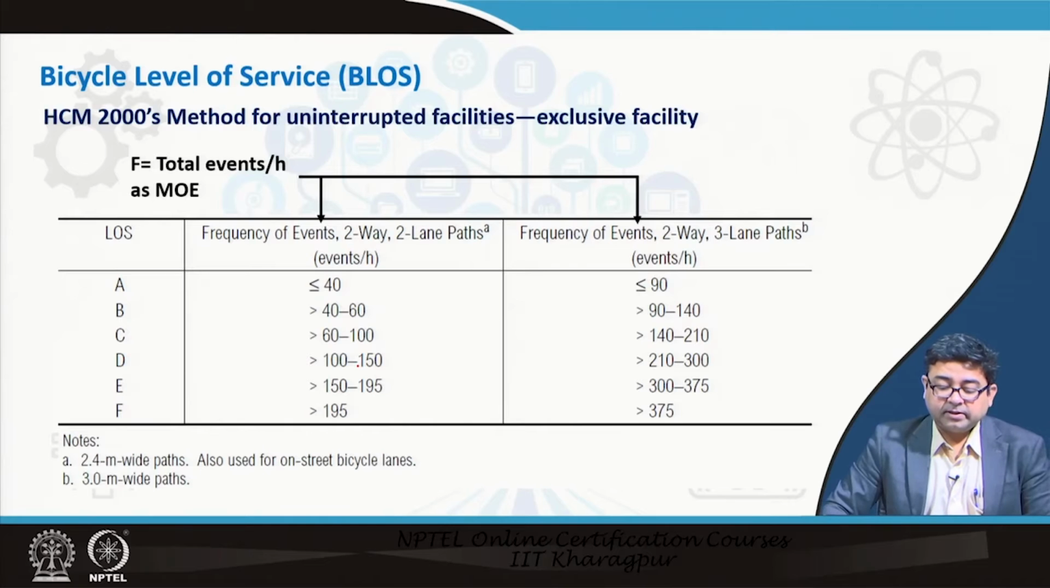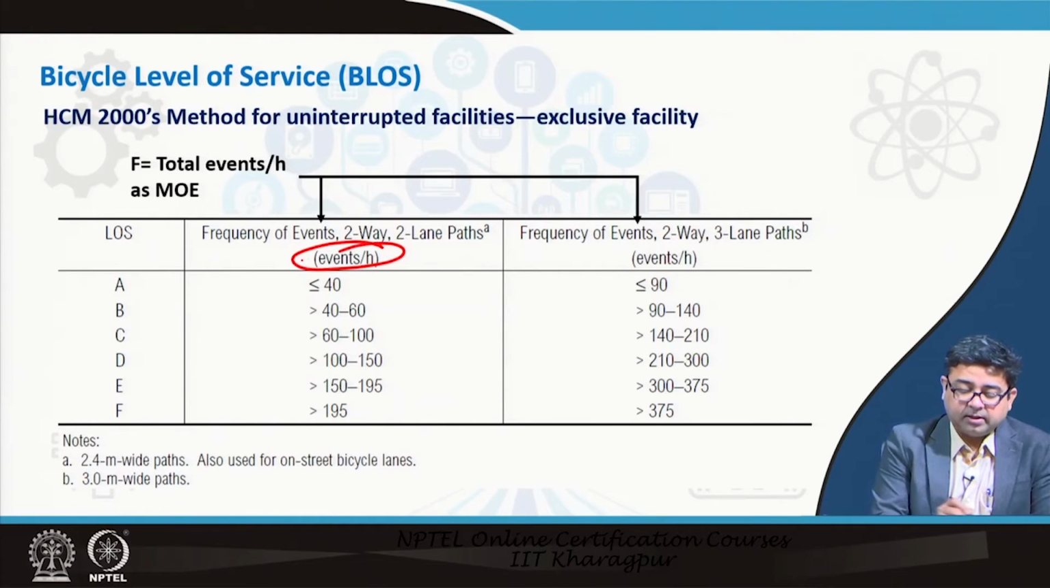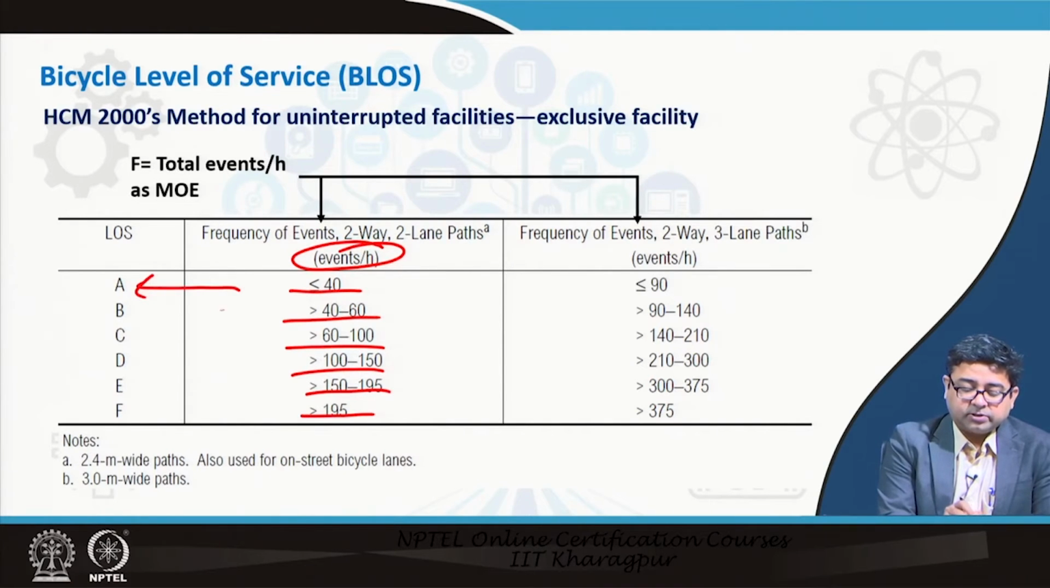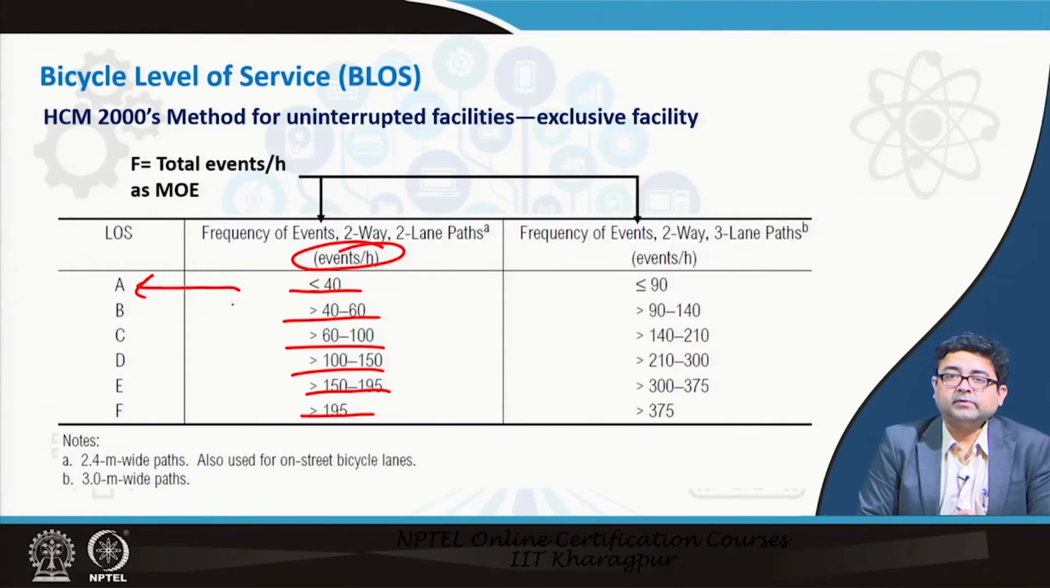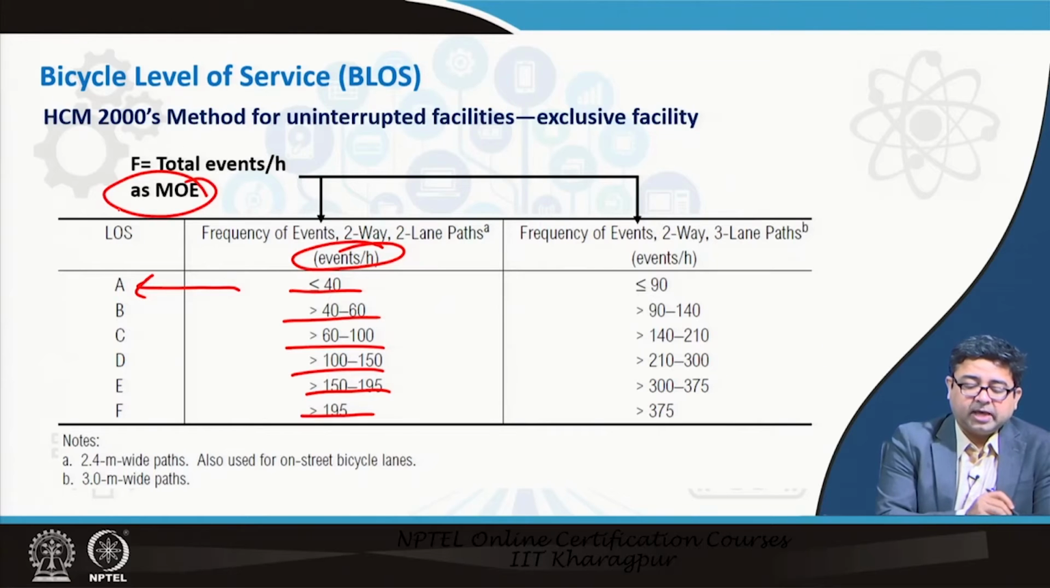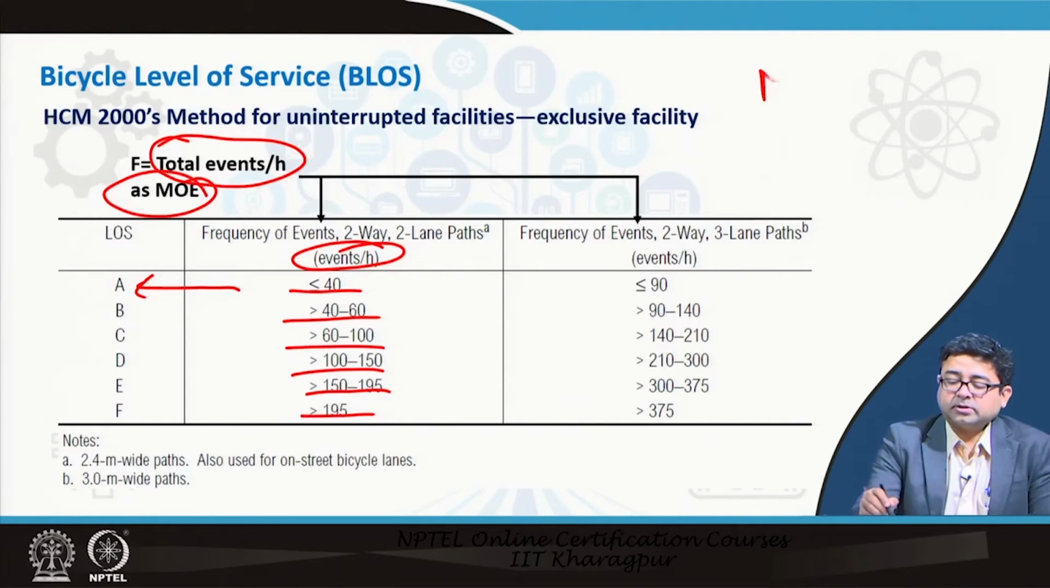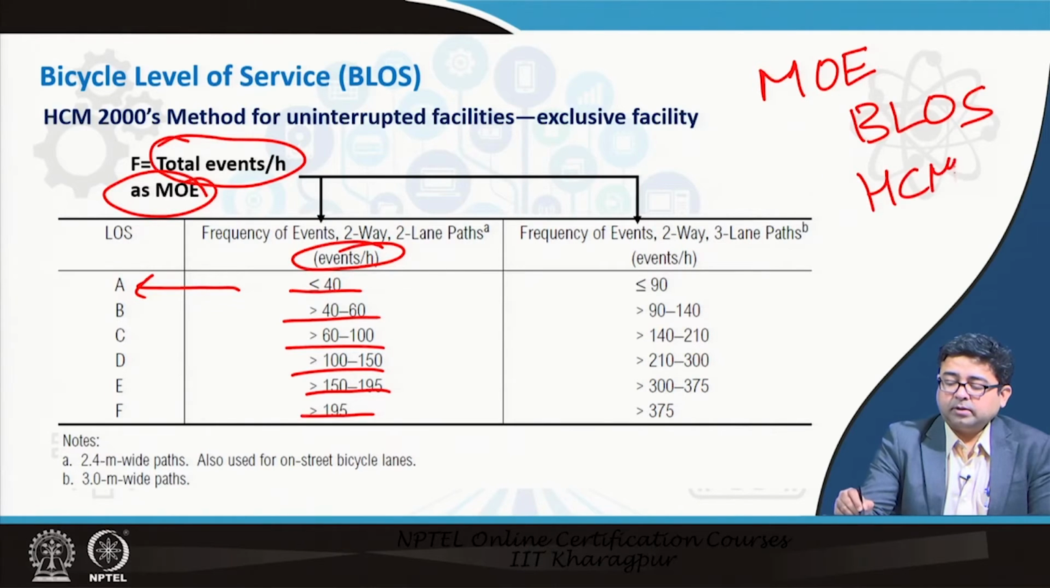Now, these total events per hour are categorized into different levels, and each level is associated with a letter grade, which gives you eventually the bicycle level of service. So, the measure of effectiveness, or MOE, for the bicycle level of service is the total events per hour. If anybody asks you what the measure of effectiveness of bicycle level of service is as per Highway Capacity Manual 2000, you have to remember that it is total events per hour.